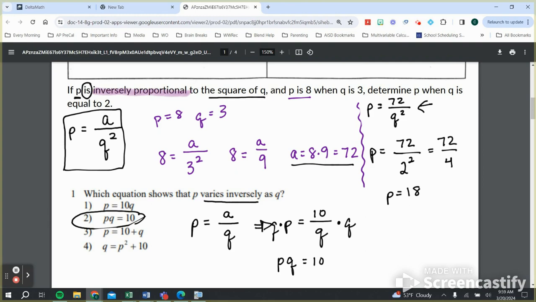So it's really important that when we're talking about varies inversely, we know that we're looking at a fraction, how to set up that fraction to easily get our answers.